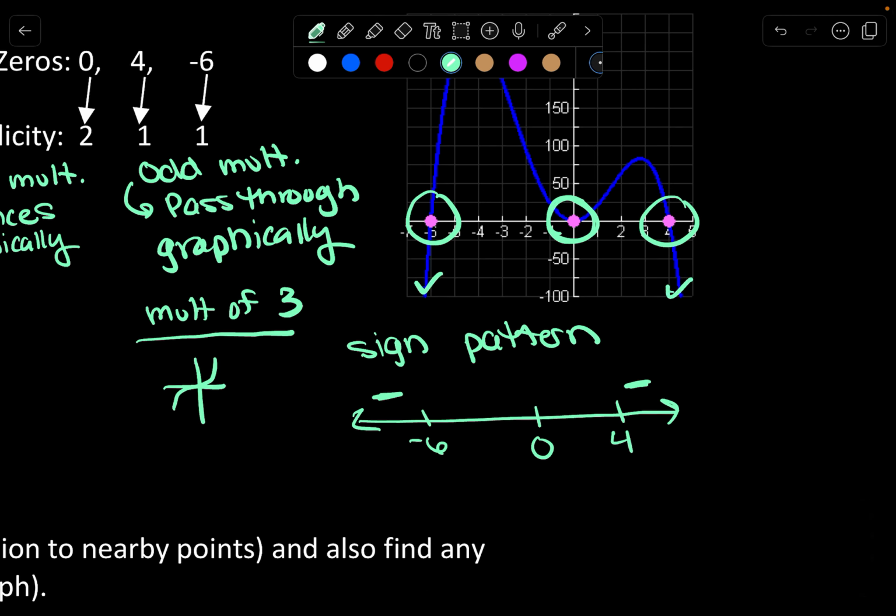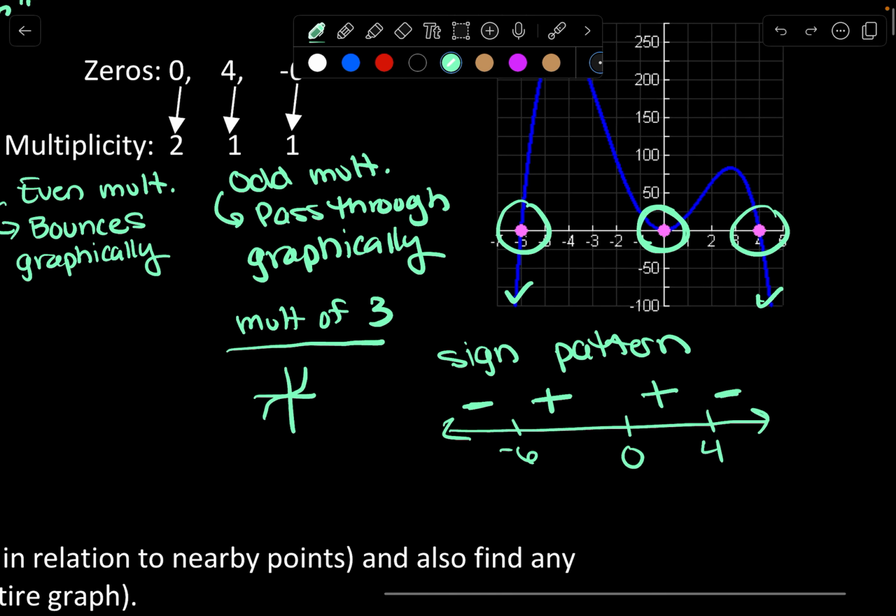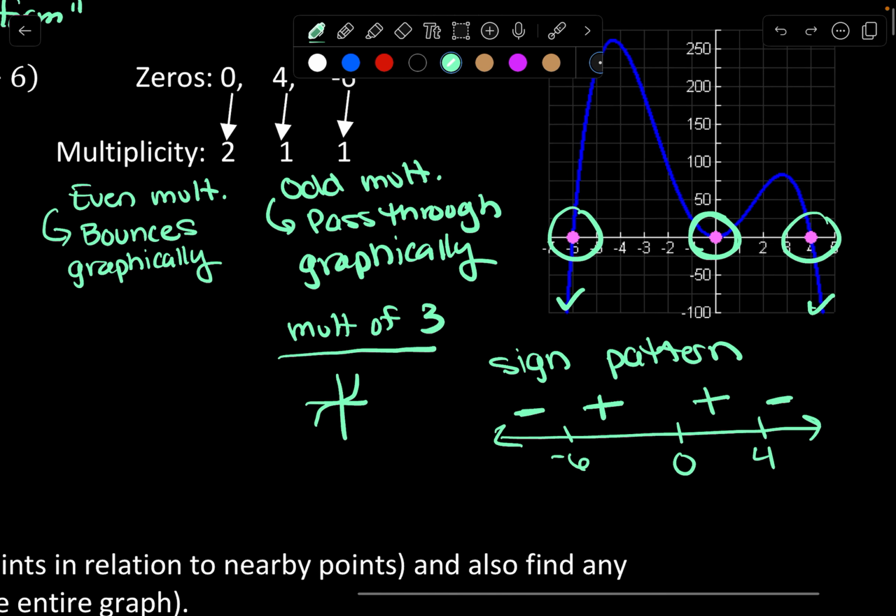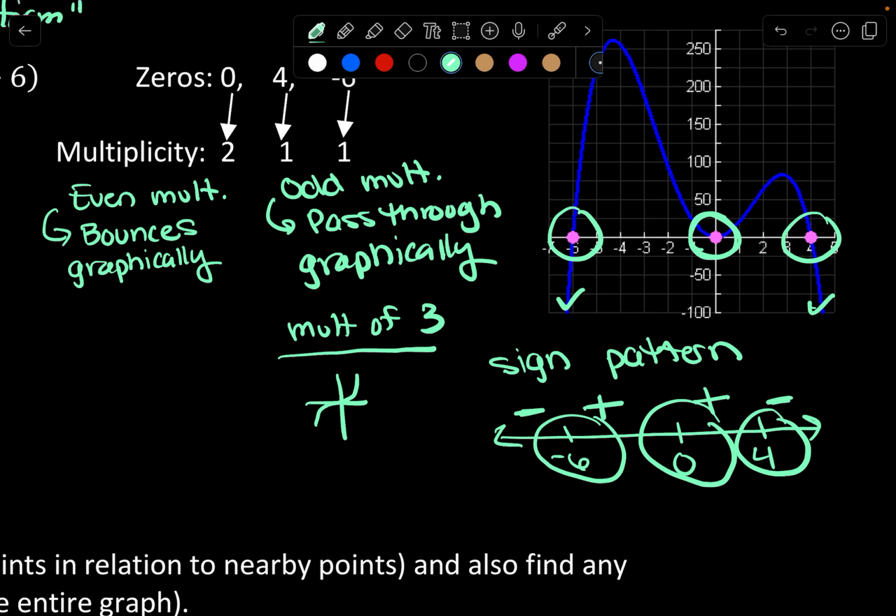Now, if I start from the left, I know this has a multiplicity of 1, so the y values will change signs because it passes through. 0 has an even multiplicity, so the sign will stay the same. And then 4 has a multiplicity of 1, so the sign will change back to negative. So this is a quick way to understand. If you don't have a visual of the graph, you're able to sketch this out, and it can tell you a lot about what's happening at these roots and with the y values. But again, we'll see that later.